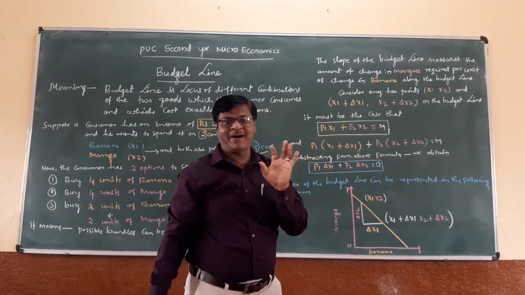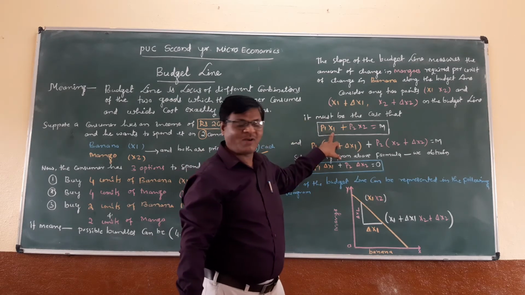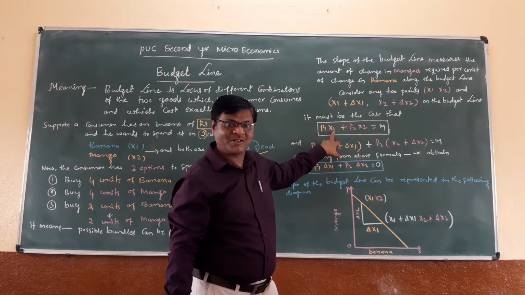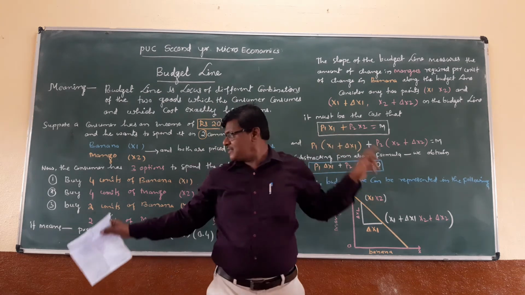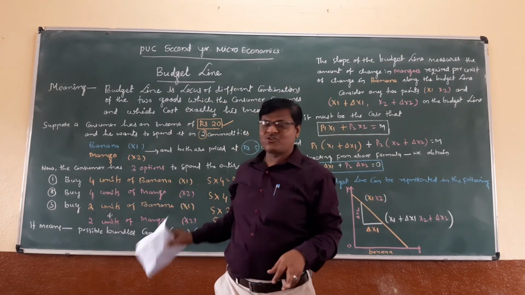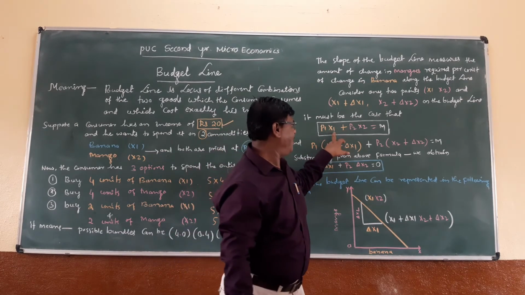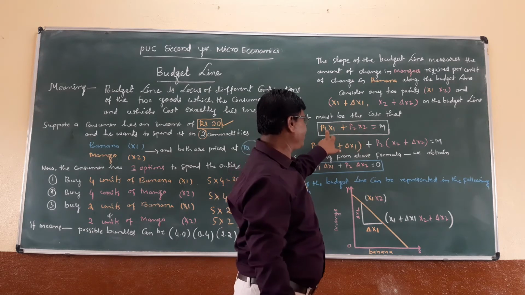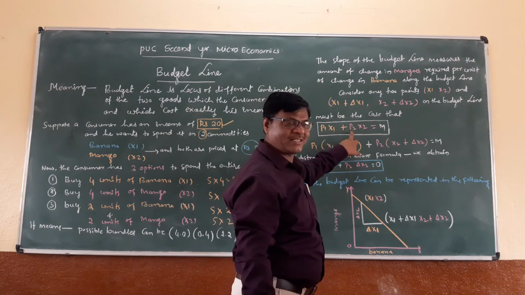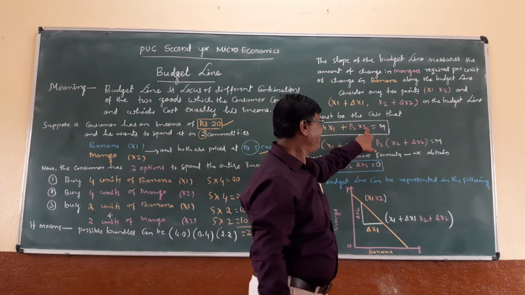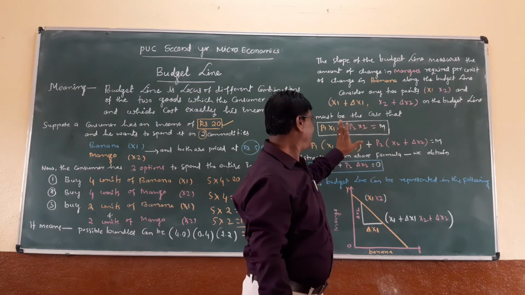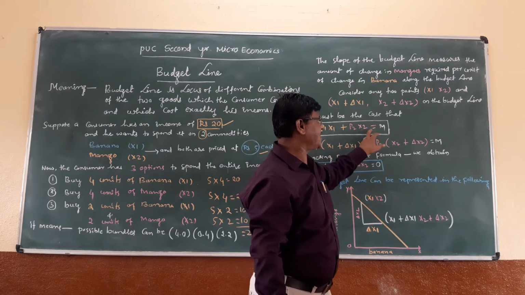M means money. X1 means the units of mango. X2 means the units of banana. P1 means the price of x1 and P2 means the price of x2. So P1 x1 plus P2 x2 is equal to M.